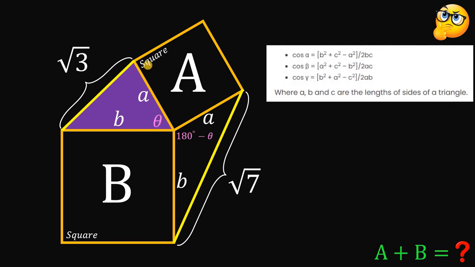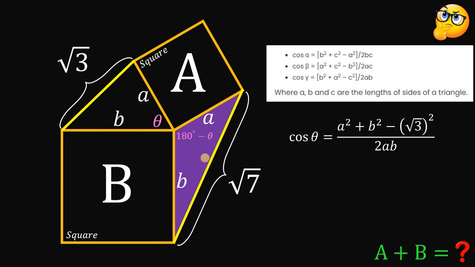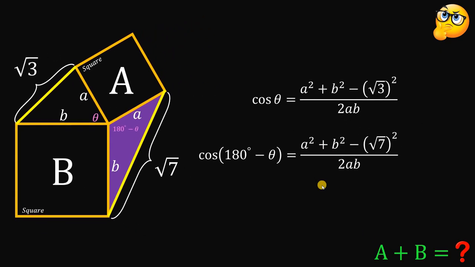Now, given this triangle right over here, using the cosine law, we can say that cosine of theta must be equal to a squared plus b squared minus the opposite side, which is square root of 3 squared, all over 2ab. Now, using again the cosine law on the other triangle, we can say that cosine of 180 degrees minus theta equals a squared plus b squared minus, we have here square root of 7 raised to the power of 2, all over 2ab. Now, we will focus on these two equations.